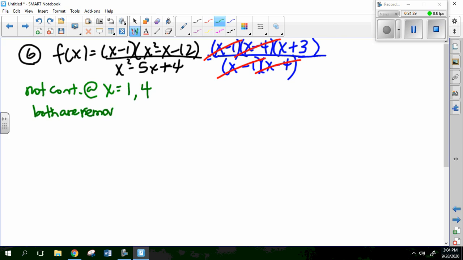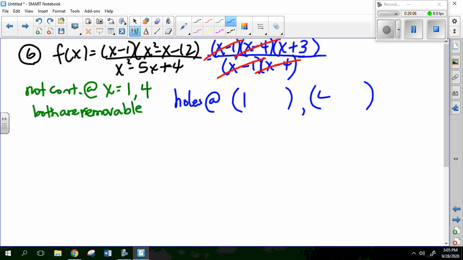Removable. Now, if one was removable and one was not, meaning one factor crossed out and the other didn't, there's nothing you can do to fix that function. But if both are removable, you can fix the function, because if the factors cross out, remember that means you have holes. And I want to know where those holes are.